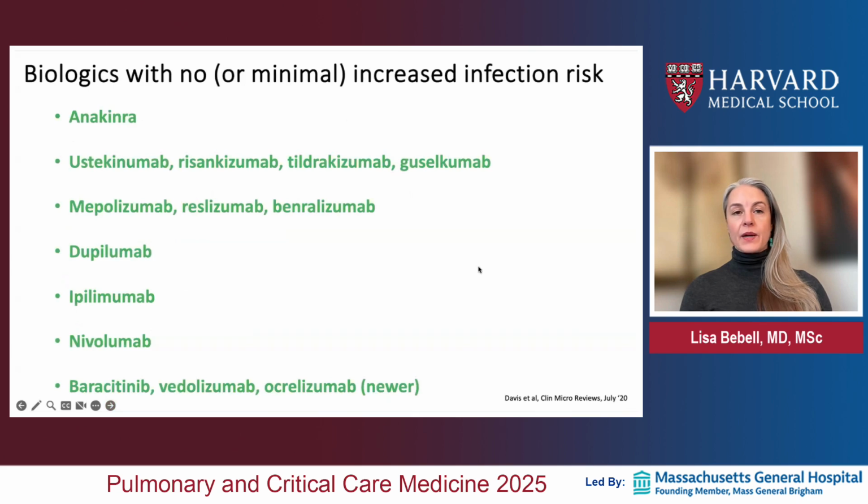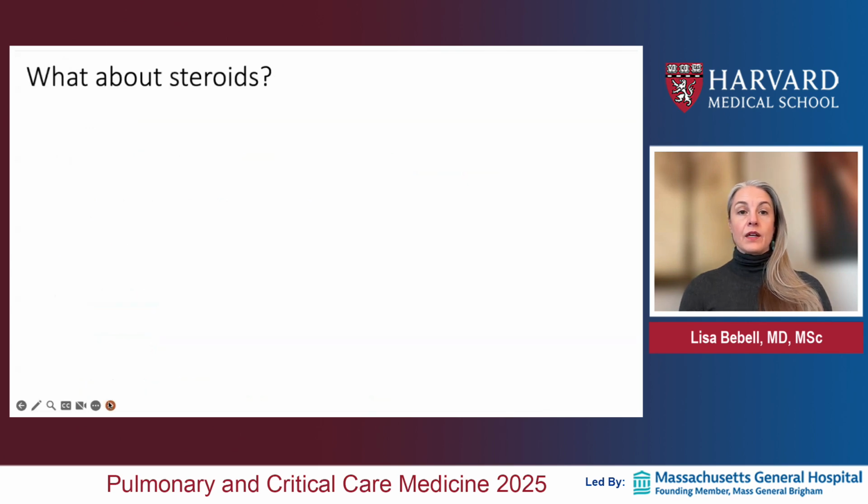There are also many biologics that really don't have an increased risk of infection. I've listed most of them here, including anakinra, which is pretty common in our population, but it can sometimes be difficult to parse out. I encourage you to seek out some of the tables I'll point you to later in this talk so that you can look for your individual patient and see what their risk is.